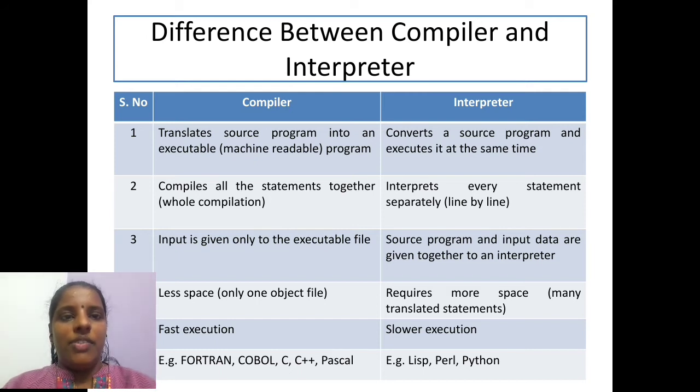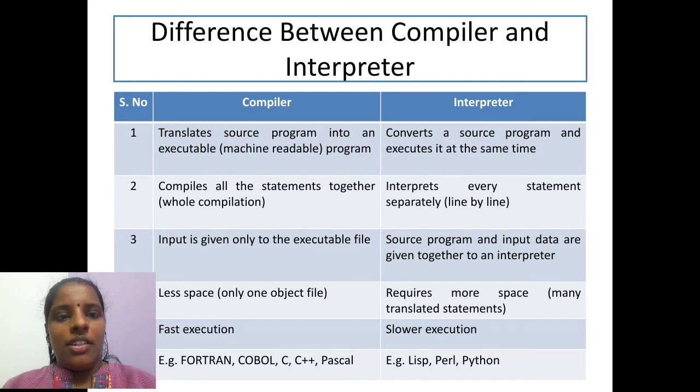That's what we have seen in the previous slides. Apart from that, in a compiler, the input is given only to the executable file, but in an interpreter, the source program and the input data are together given to the interpreter. Compilers take less space because only object files are created, but the interpreter requires more space because each line has to be translated. Compilers have faster execution and interpreters have slower execution as it takes time to correct the errors line by line.